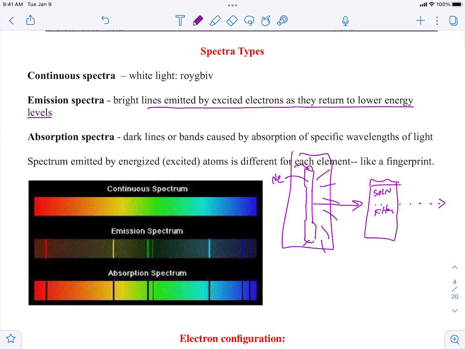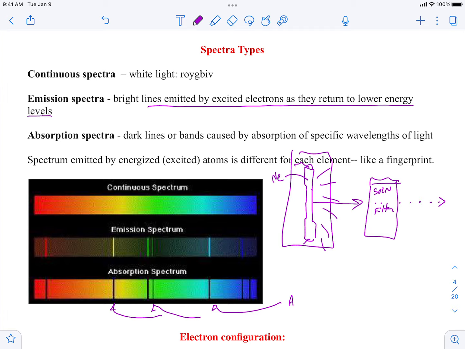Does this make sense? That solution that we made is absorbing some of that light. And so what is absorbed appears as dark bands. It appears as absent, because specific wavelengths can be absorbed by specific solutions. Okay, so three types of spectra. Tomorrow's lab incorporates the bottom two, because the first one, we don't need anything special to demonstrate that.